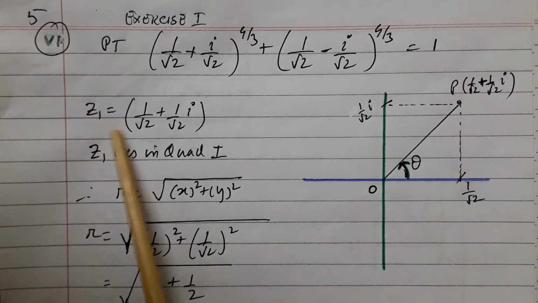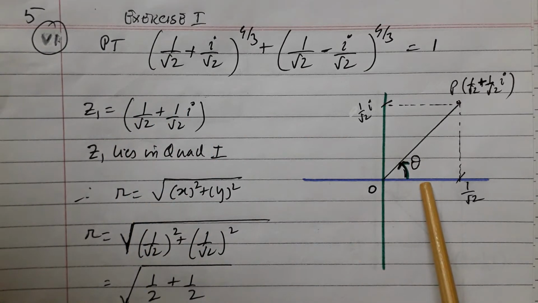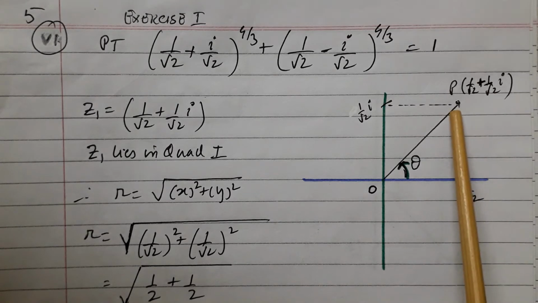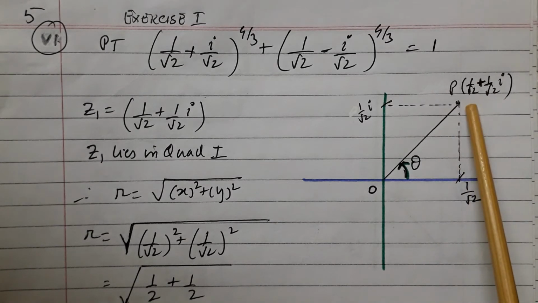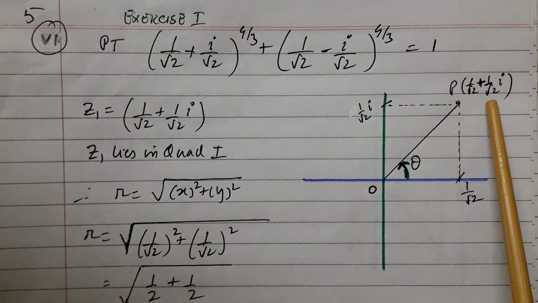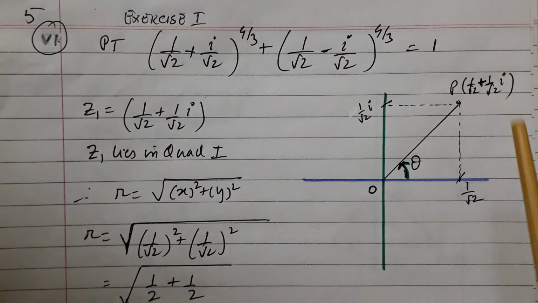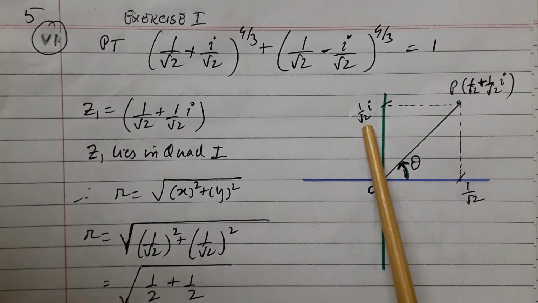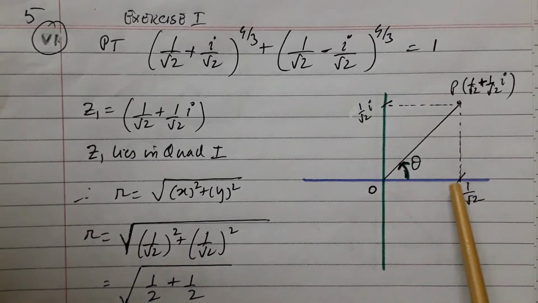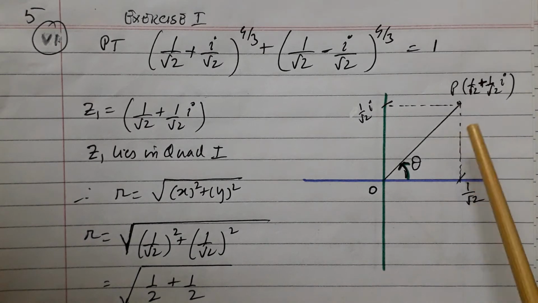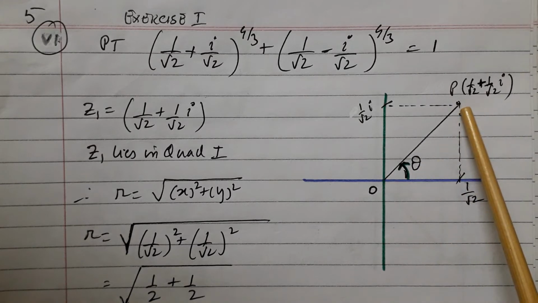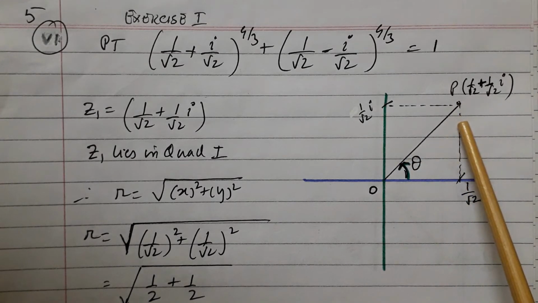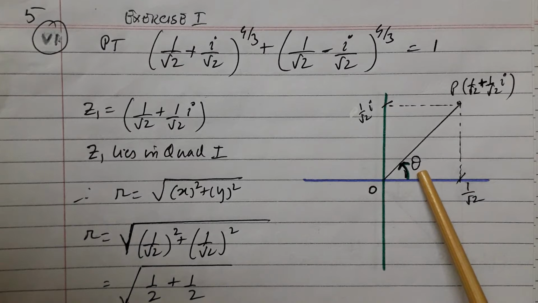Let us represent this on the Argand diagram. P is the point which is the location of the number 1/√2 + i/√2. Now the real part is 1/√2 and the imaginary part is 1/√2. So both the real and the imaginary part are positive, hence the number lies in quadrant 1. OP is the magnitude of the complex number and theta is its argument.